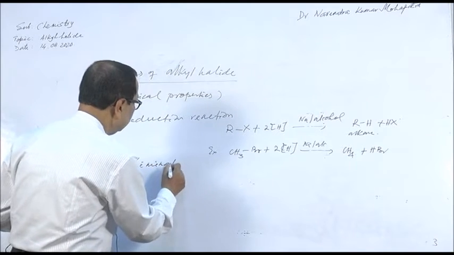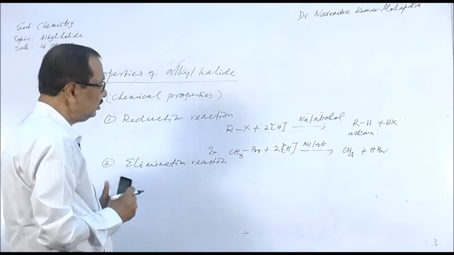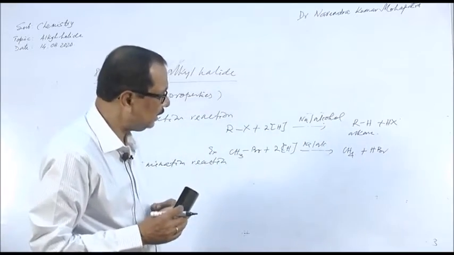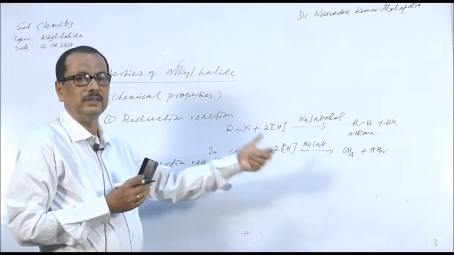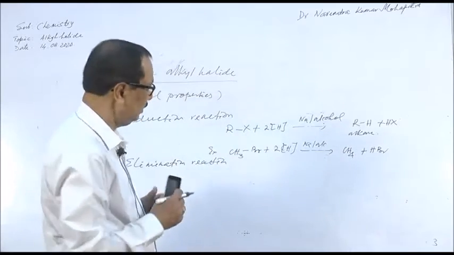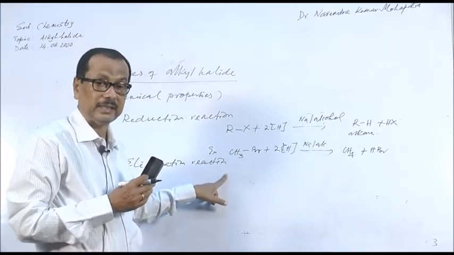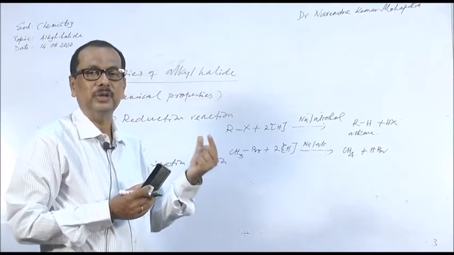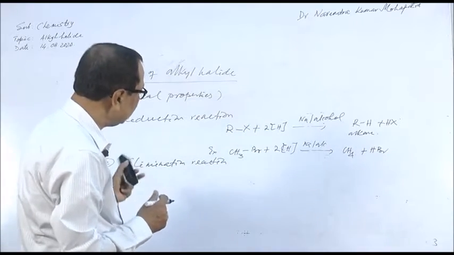Elimination reaction. When alkyl halide is treated with an eliminating agent like alcoholic KOH, one molecule of haloacid is removed to give you alkene. So this reaction is called dehydrohalogenation. This reaction is preferably carried out in case of alkyl halide containing more than one carbon atom, because alkene has a carbon-carbon double bond. Therefore, minimum 2 carbon atoms are present in that alkyl halide.